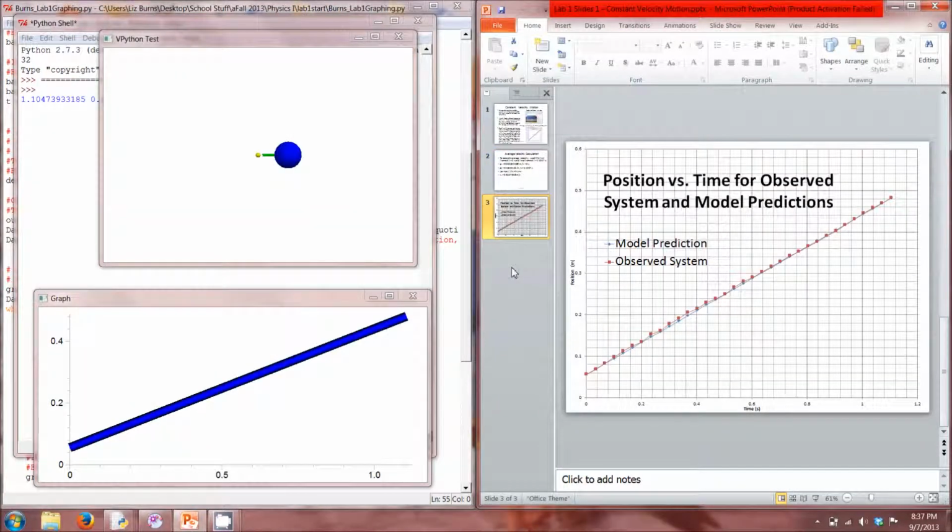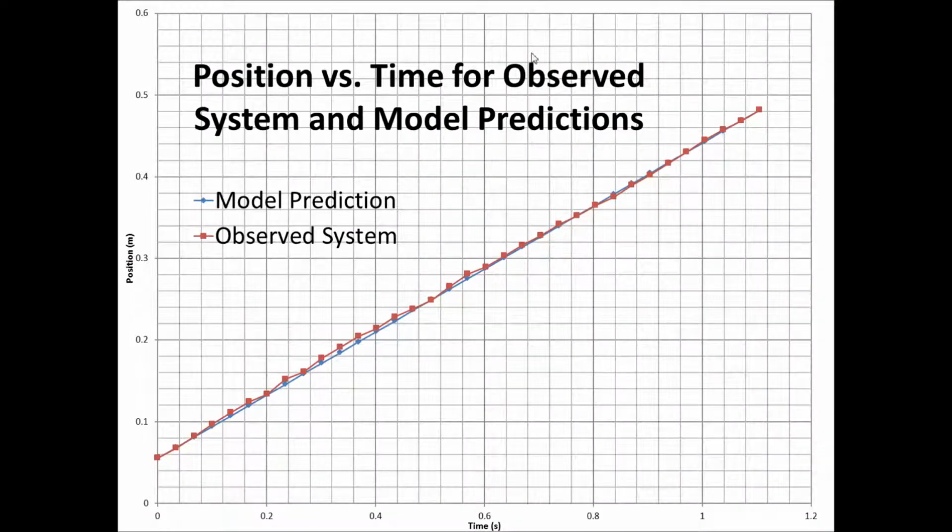When run, this program created a simulated image of the motion, the ball rolling across in a straight line, a graph of the object position versus time, and also exported all predicted position versus time points to a spreadsheet. The predicted points were then put onto a graph to compare them to the observed points. This is the graph of the position versus time for the observed system and model predictions. Model predictions are shown in blue and the observed system is shown in red.